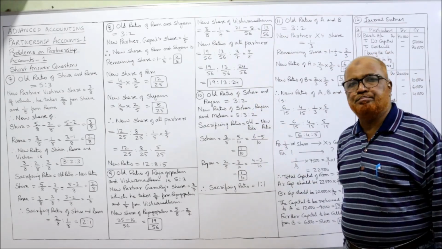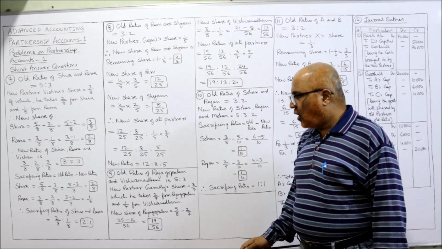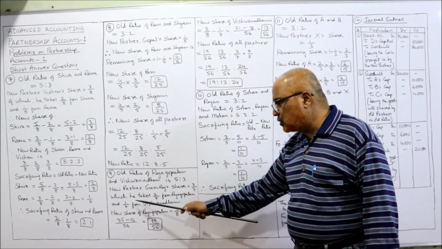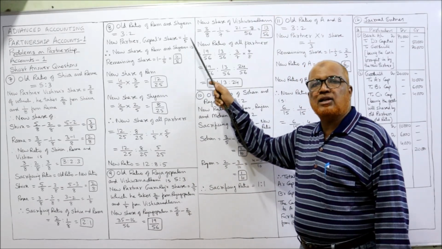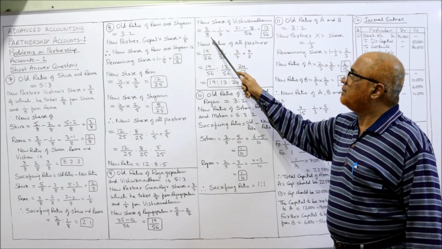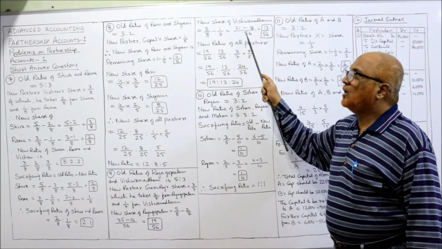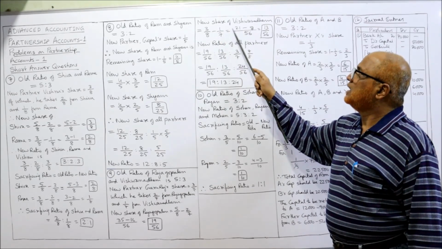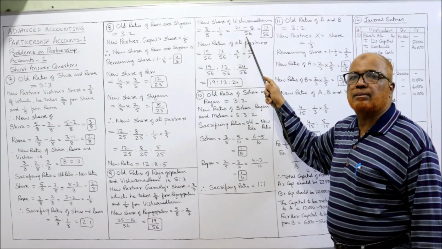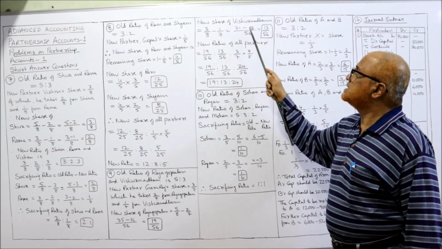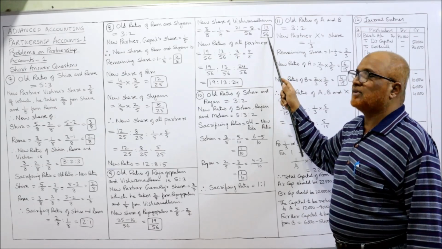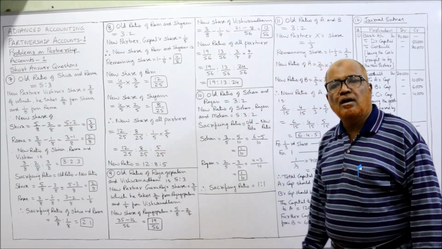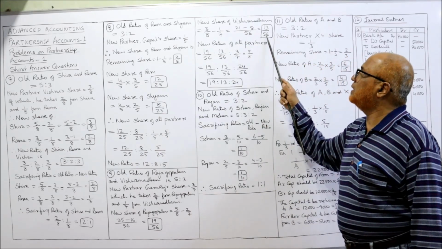Similarly, the new ratio of Vishwanatham. How much was the old share of Vishwanatham? 3 by 8. How much is he surrendering to the new partner? 1 by 7. So 3 by 8 minus 1 by 7. LCM again, 8 sevens are 56. Now 8, how many times does it go into 56? 7 times. 7 into 3, 21. 7, how many times does it go into 56? 8 times. 8 into 1 is 8. 21 minus 8, 13 by 56. So we got the new ratio of Rajagopalan, 19 by 56, and the new ratio of Vishwanatham, 13 by 56.